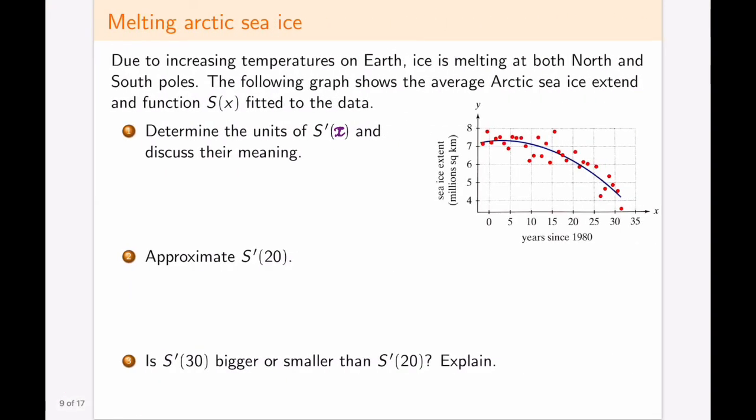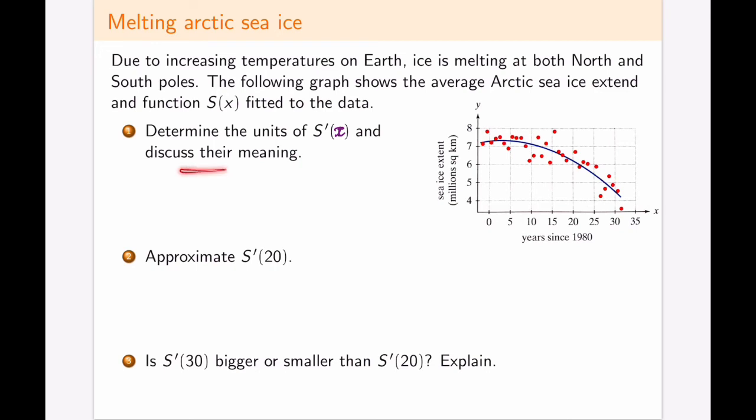Let's take a look at one more application, the melting Arctic sea ice. We know that with increasing temperatures on Earth in general, ice is melting at both of the poles, and this is something that ecologists have been tracking for a number of years now. This is a function that is fitted to the data. The red points are the actual data points, and we have managed to fit this blue line approximately through it, so we can work with that as a function.